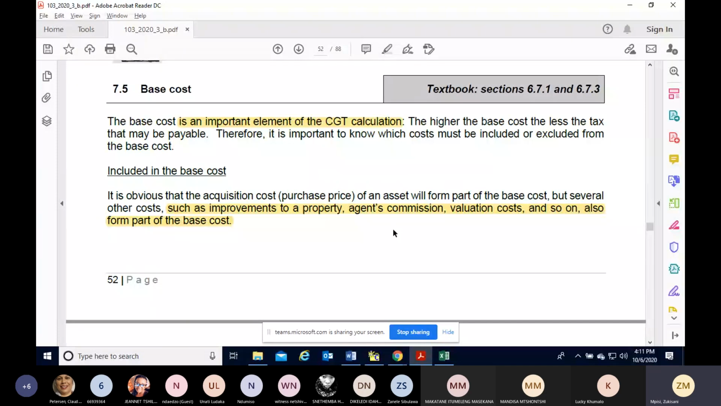So base cost. The important thing about base cost is to know that there is base cost principles that are applicable to assets that are acquired after or on the 1st of October 2001, and there are principles that are applied to the assets that are disposed, but they were acquired before the 1st of October 2001. But what is important before we get to that is what is included in the base cost.